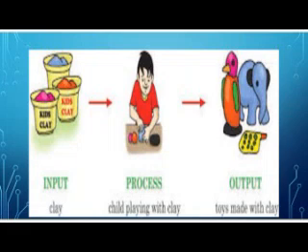See the picture. This is also an example of how data is converted into information. Input: clay. There are different types of clay. Process is a child playing with clay. If you give any clay, you are molding shapes. By using the clay, we can create your own image. So clay is the input, process is making, and the output is toys or shapes.